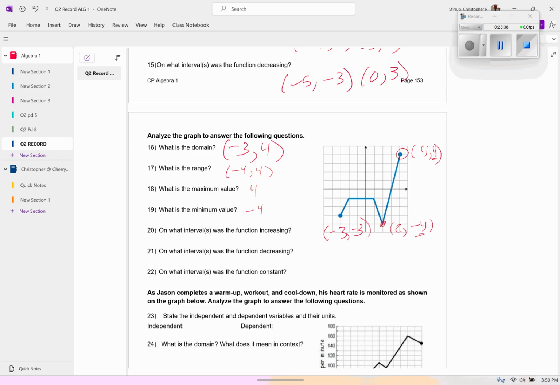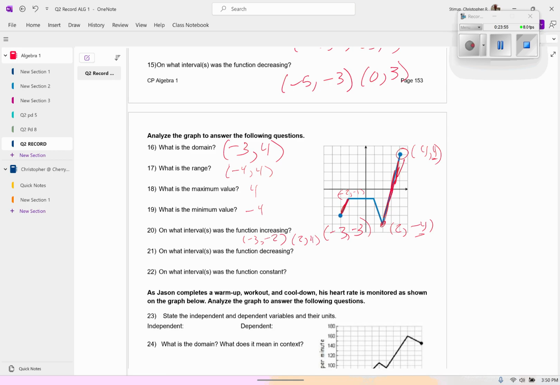On what interval is it increasing? It's increasing here, so I know that this is the point negative 2, negative 1. So it's increasing from negative 3 to negative 2. It's also increasing here. That's from 2 to 4.